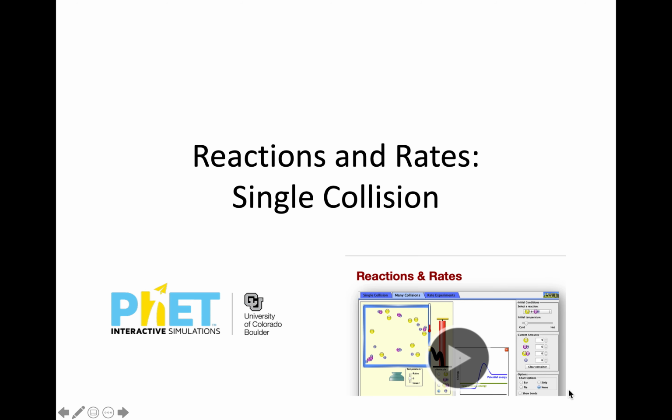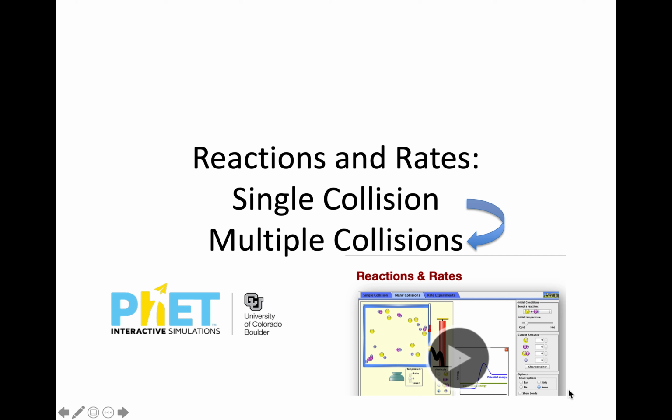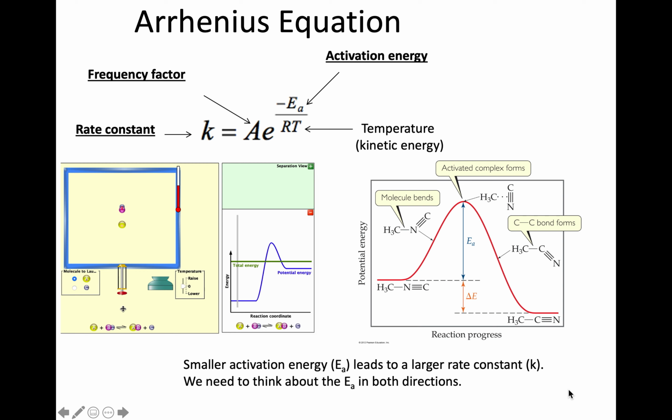rate. So you can see what happens with the tab during a single collision, and there's also a tab for multiple collisions. Let's see what we can learn by looking at the tab involving many collisions. So when I'm thinking about a single collision, I'm thinking about the relevance of the Arrhenius equation, how the activation energy is important as it influences the rate constant.